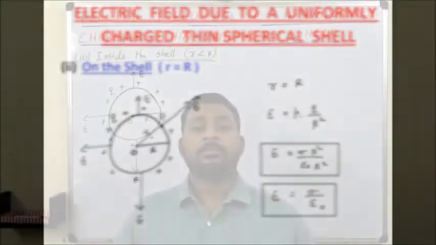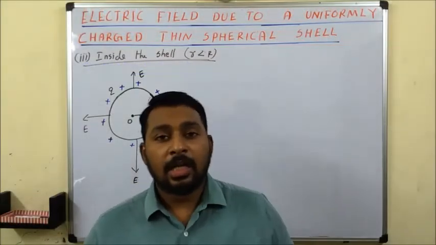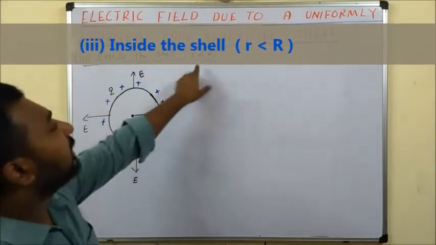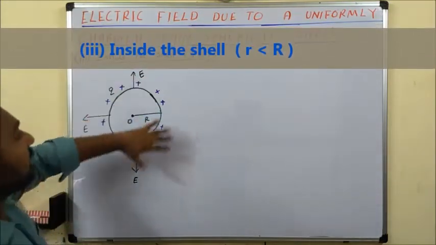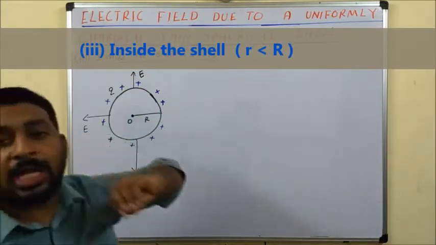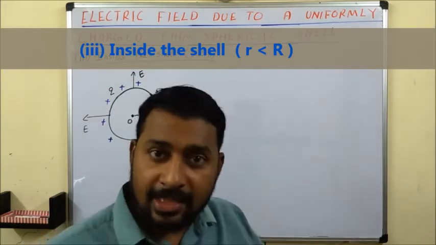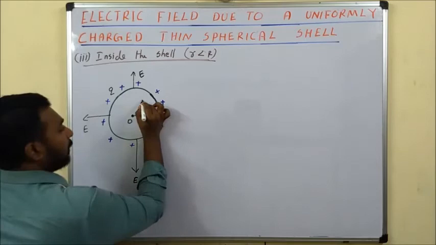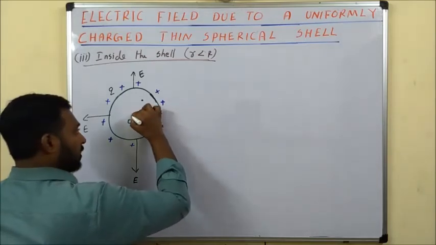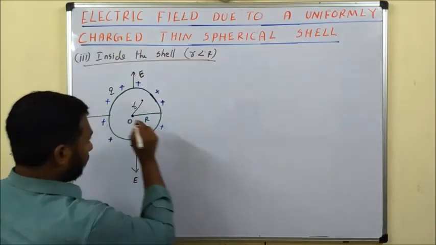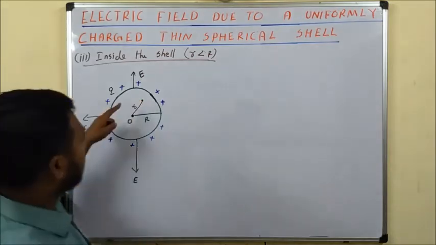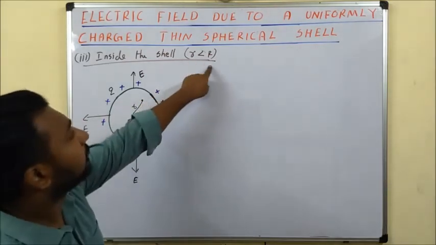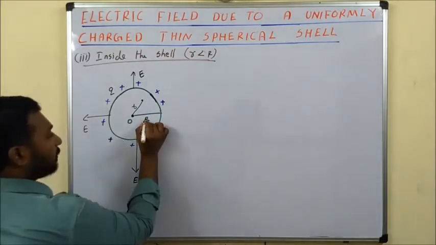Now the third case, which is the last one, the electric field inside the shell. So again the same shell, but now you're going to calculate the electric field inside the shell. Let's consider randomly a point here. This is point P, which is at a distance small r. In this case, small r is smaller than capital R. See, here capital R is bigger.